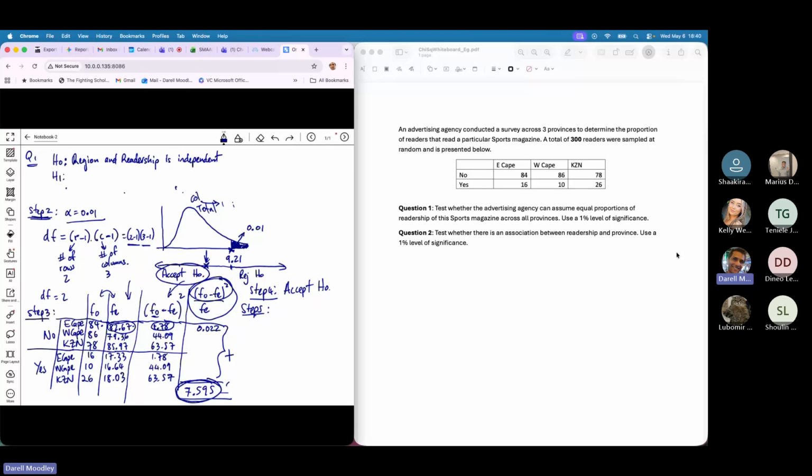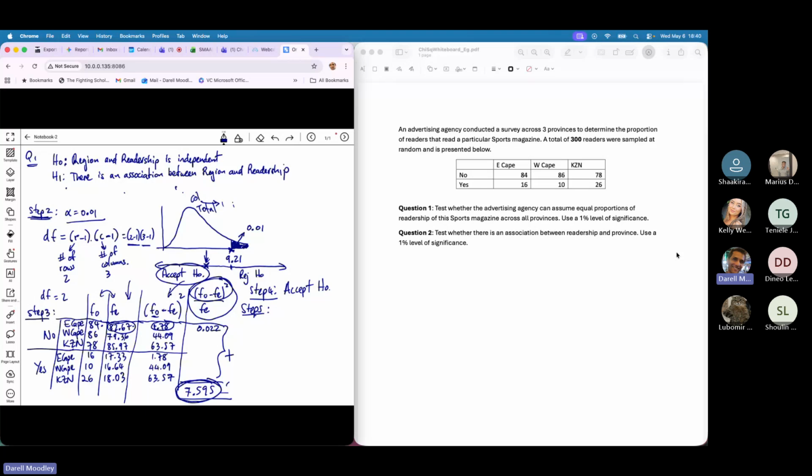And your H1 is the opposite. So here you can say there is an association between readership and region.